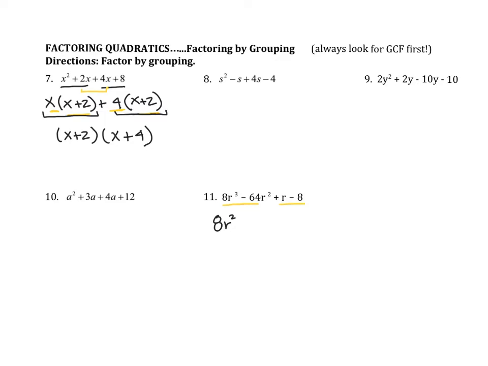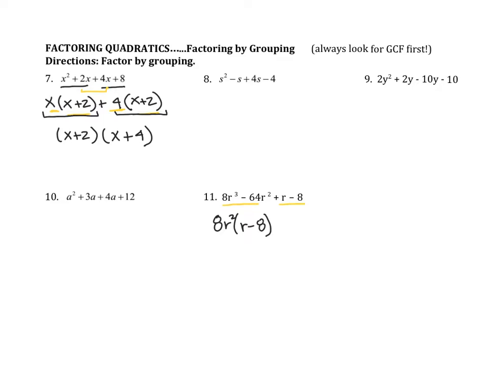So r to the second power is the highest variable that they have in common. In the first term, 8r cubed divided by 8r squared would leave me with an r. And 64r squared divided by 8r squared would leave me with a negative 8.